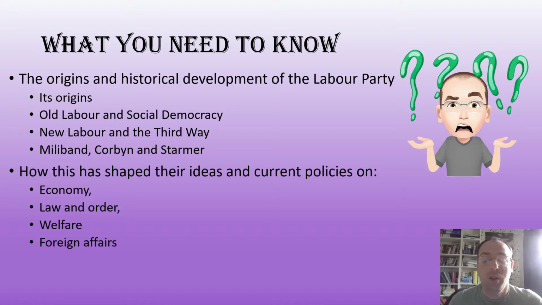There's a slight problem with that, in that these are current policies as of 2019. So I've used the 2019 manifesto. These are quite likely to be out of date quite quickly as we move from Corbyn to Starmer. So we're going to look at economy, law and order, welfare and foreign affairs.